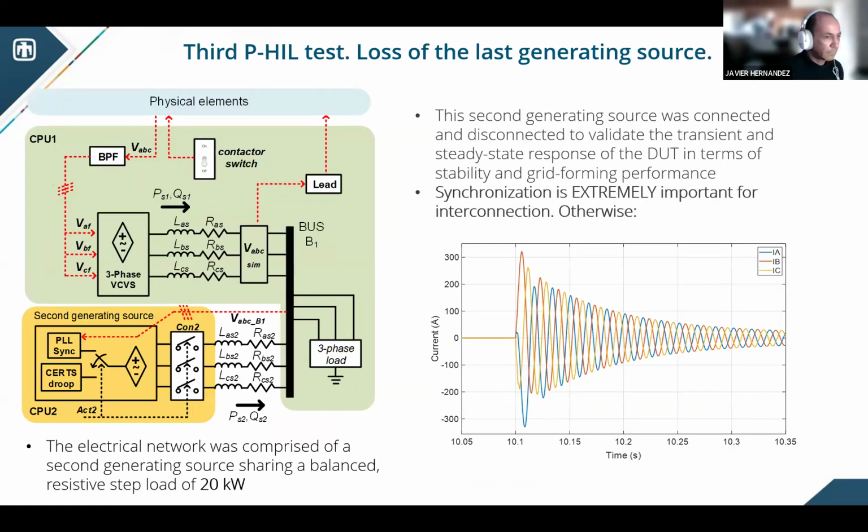So those two results were the deliverable for last year on UNIFI. And also over last year, we started to prepare for our deliverable for this year, which will be a test in which we will put a power hardware in the loop on the simulation side, and then we will put a second generating source. And instead of being a generating source, the strict definition will be loss of the last synchronous generator source.